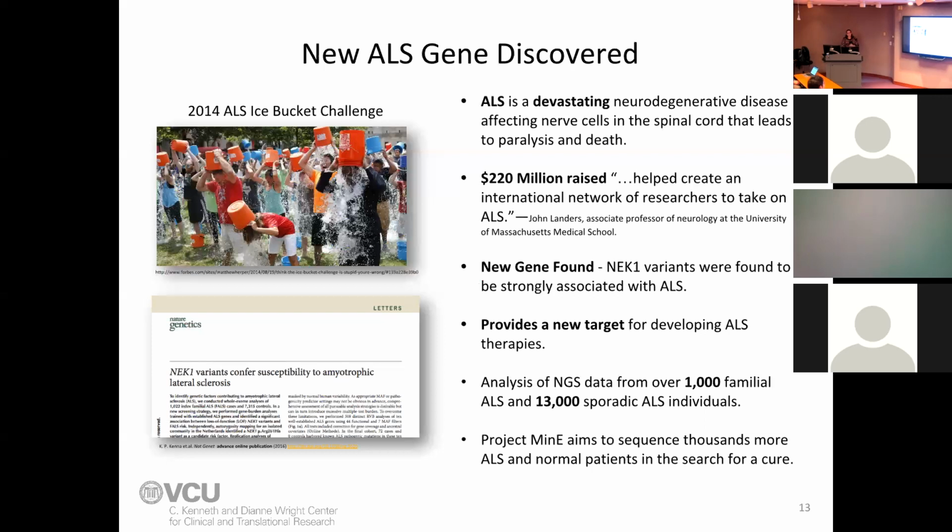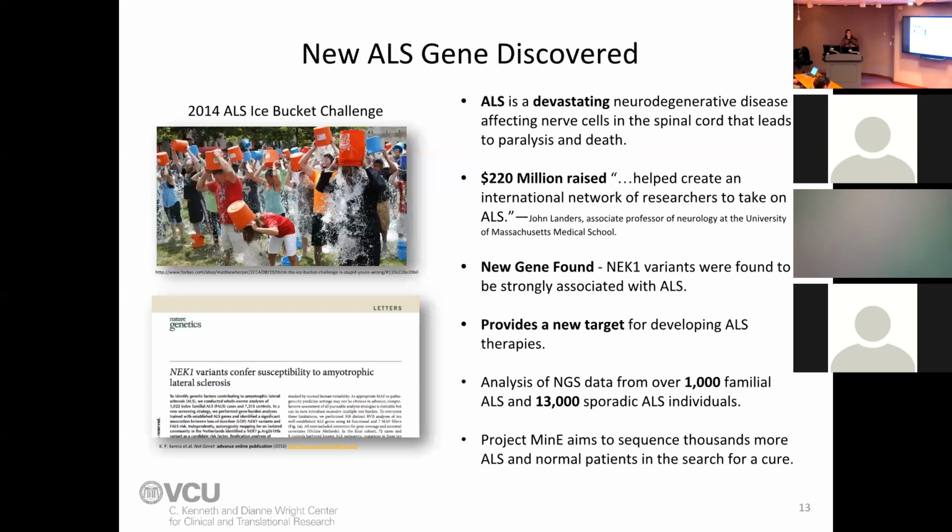And so they raised $220 million that helped create an international network of researchers to look at ALS and try to identify new targets. And out of this actually came a new gene called NEK1, where variants in NEK1 were found to be strongly associated with ALS. And further research with NEK1 shows that the NEK1 protein actually interacts with a lot of other known ALS-associated proteins. So this challenge actually provided a new target for developing ALS therapies.